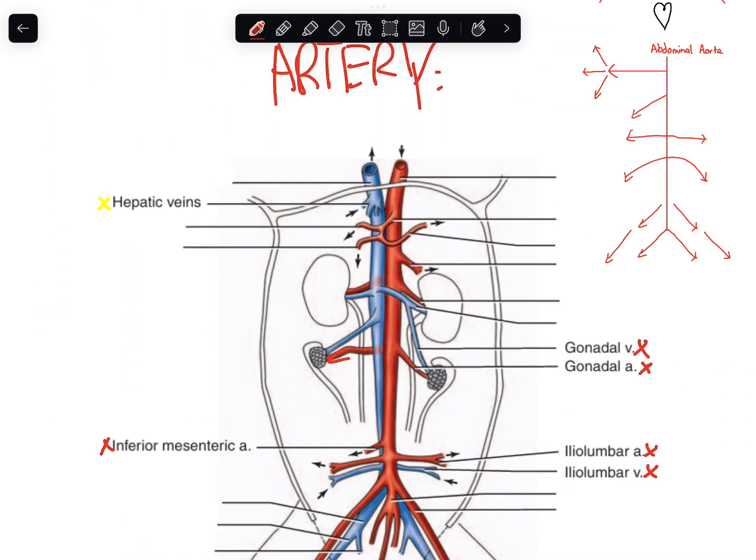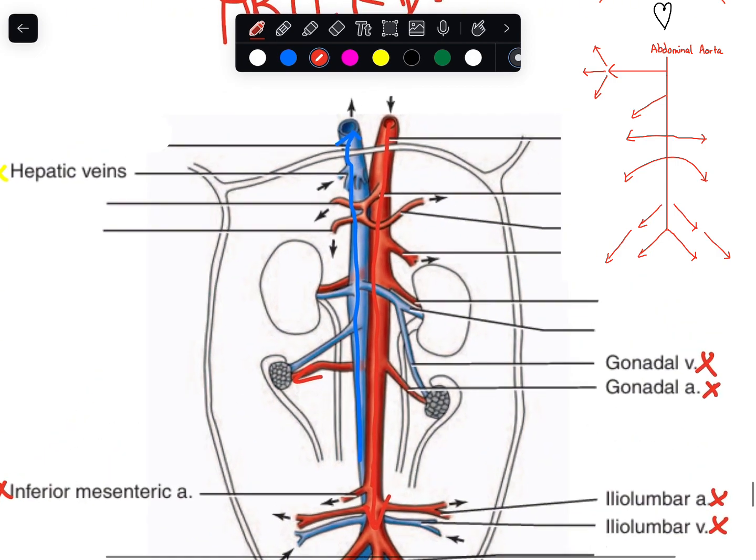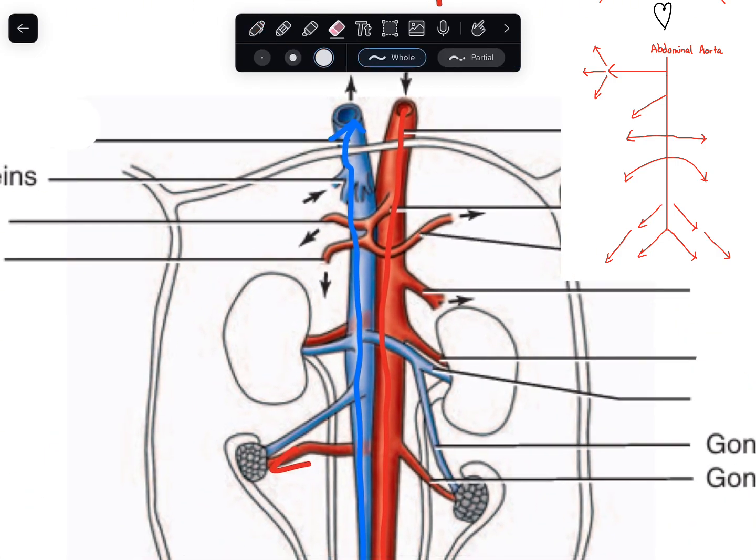Okay, now going over the arteries. Again, let me just identify these. So this big structure right here is the inferior vena cava, and this big red structure here is the abdominal aorta. Okay, now going over the first thing branching off the abdominal aorta. Let me just erase this. This right here is the celiac trunk.